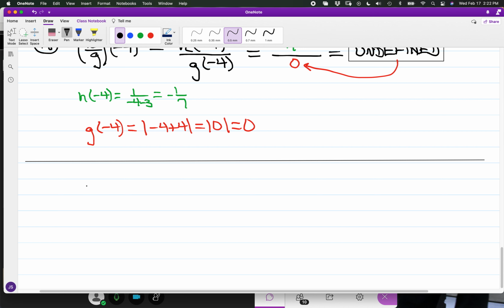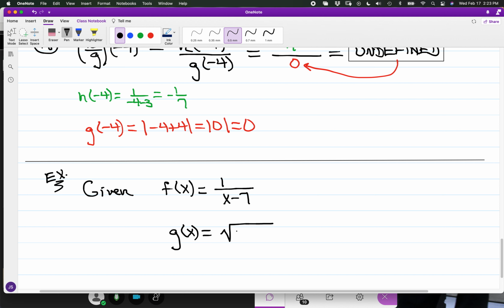And let's say that you are given 2 functions. Say we have f of x is equal to 1 over x minus 7. And we have that g of x is equal to the square root of x minus 3.